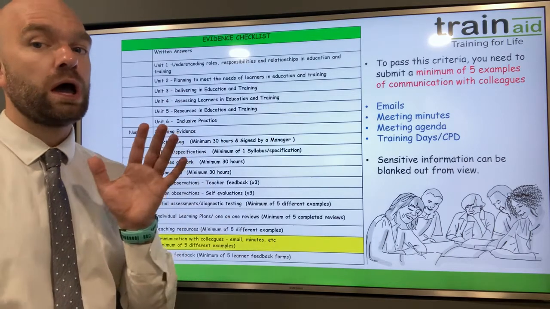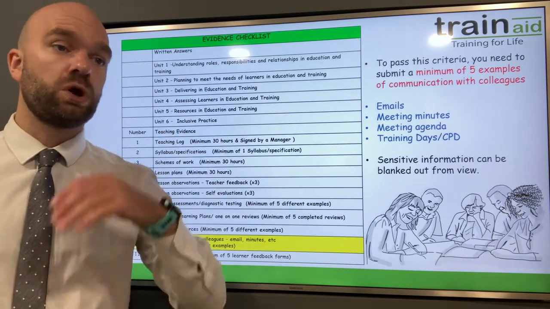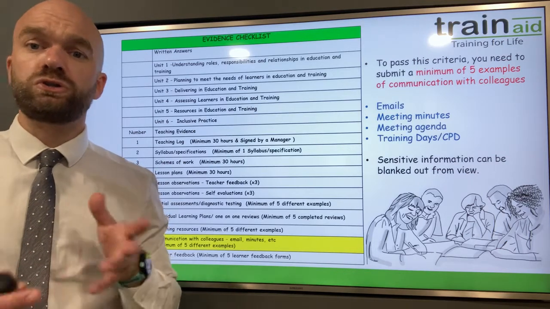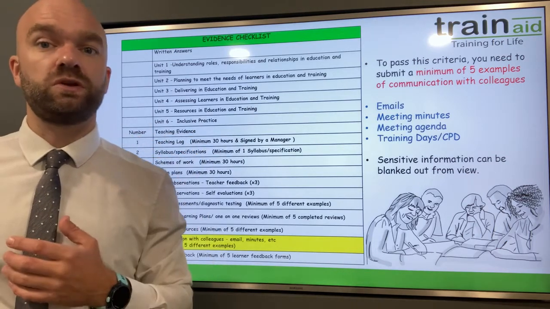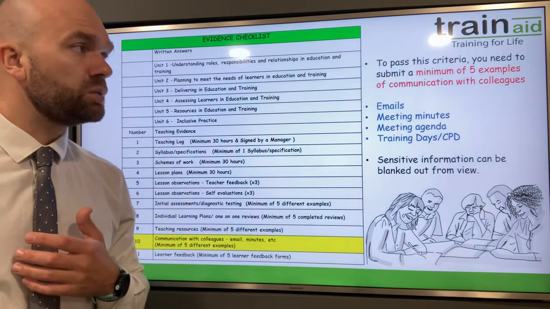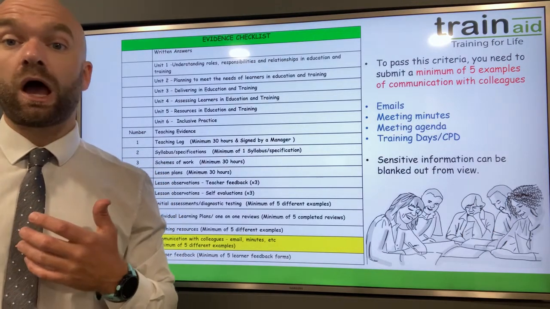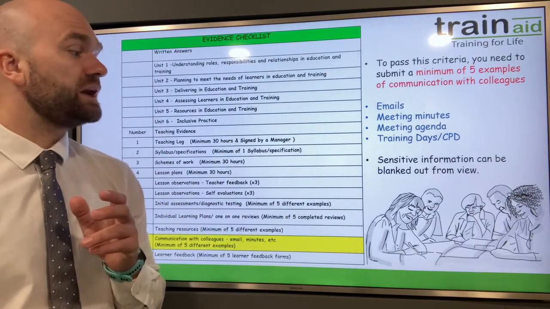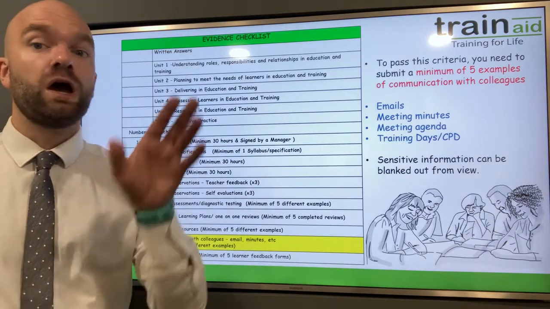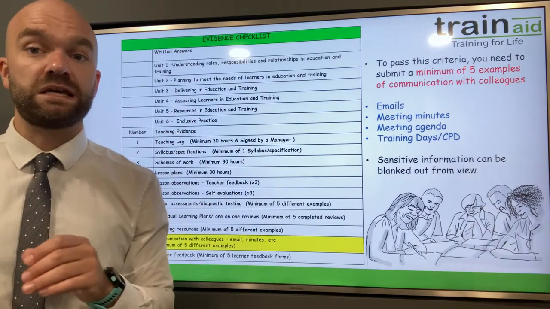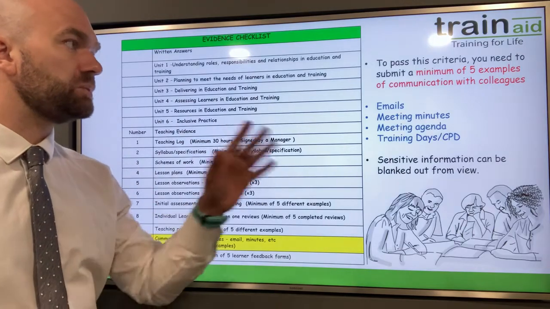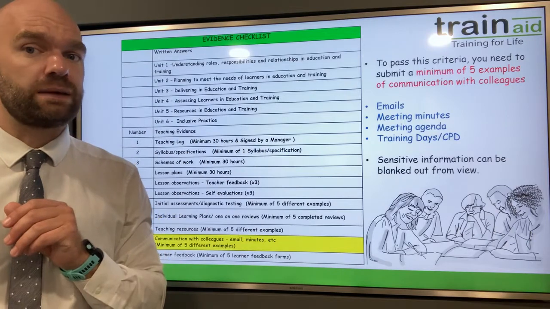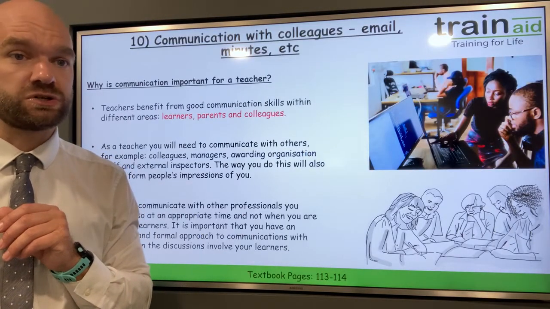So we're looking for a minimum of 5 examples where you've collaborated with staff members, for example, and you're just proving to us that you can of course communicate in collaboration with a team of trainers or teachers, okay? One key factor here, any sensitive information can be blanked out from view. We're not looking to see any sensitive information, so please do blank that out. But what we are looking to see is that, of course, you can collaborate with a team of teachers.